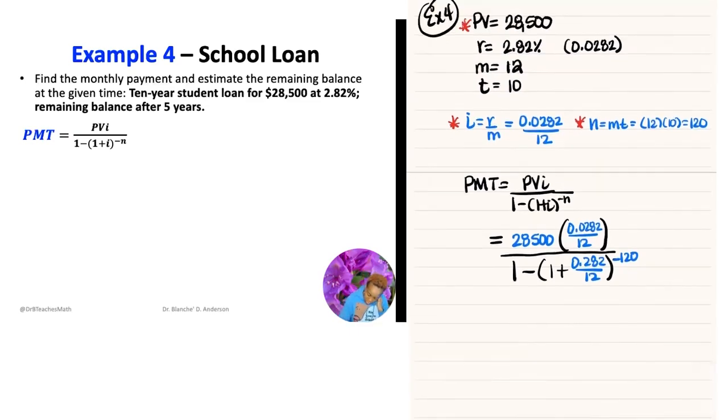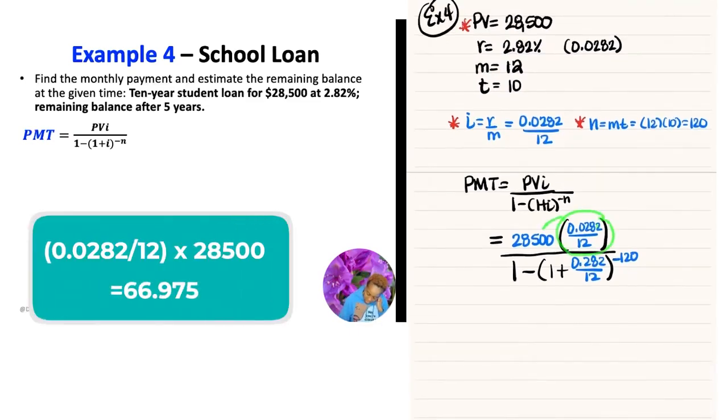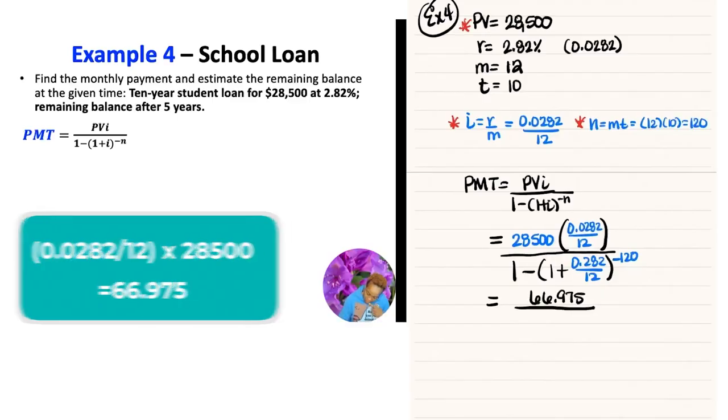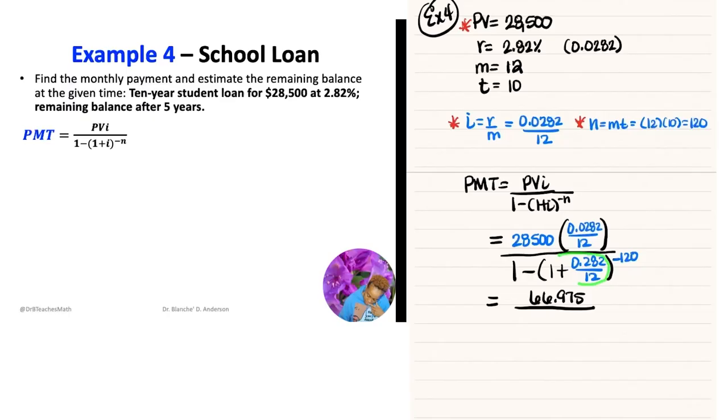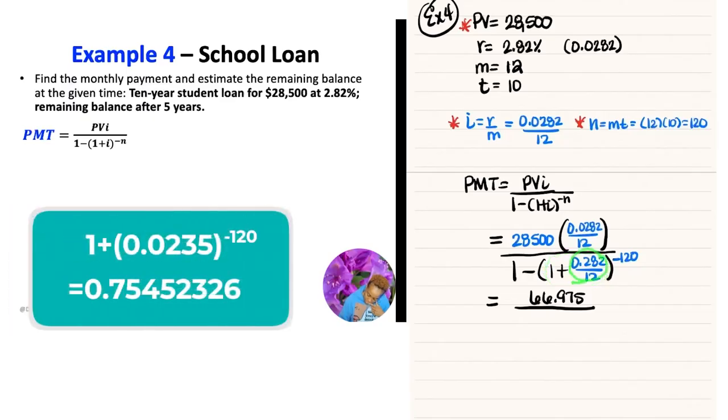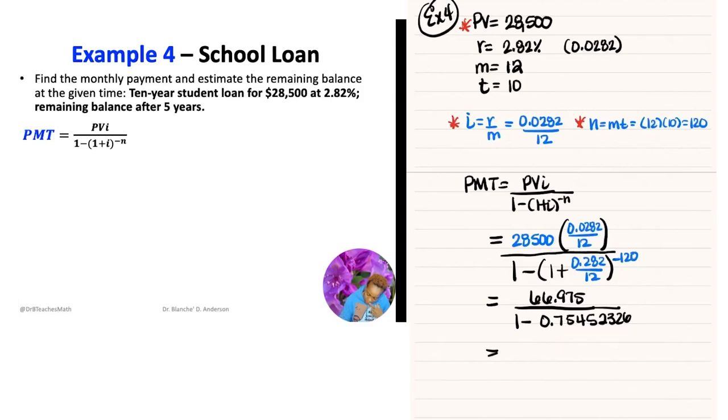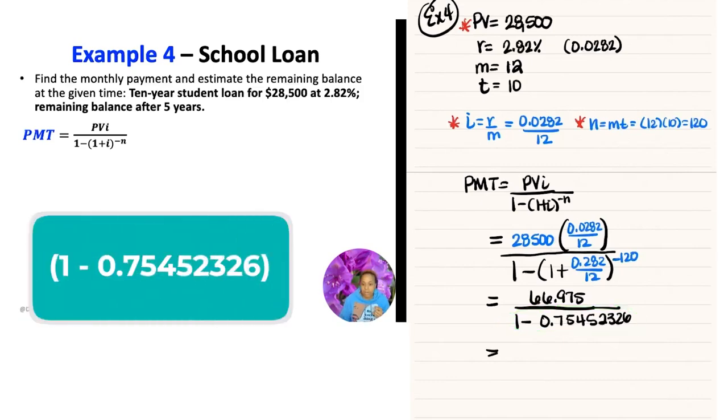All right, so now put this in your calculator and then multiply it to the 28,500. When you do that, you should get 66.975. And then next, do the division and then add 1. And then you're going to raise this to the negative 120. When you do that, you should get 1 minus 0.75452326. Okay, so now you're going to subtract that.